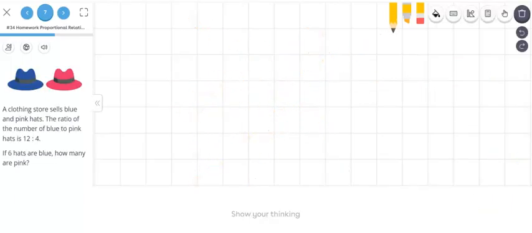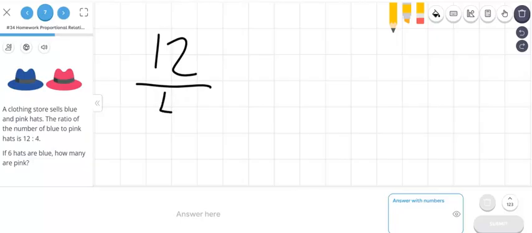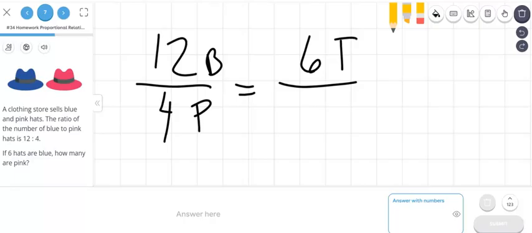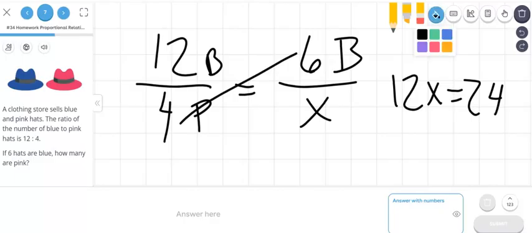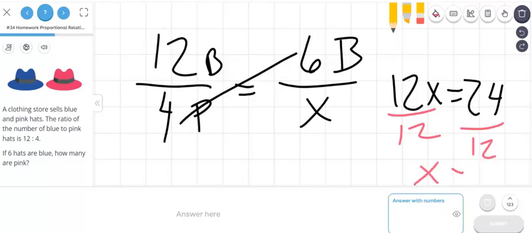All right, a clothing store sells blue and pink hats. The ratio of blue is 12 to pink, which is 4. So that's blue, and that's pink. So if 6 hats are blue, how many are pink? So we get 12x equals 6 times 4 is 24. So then if we divide both sides by 12, we get 2.